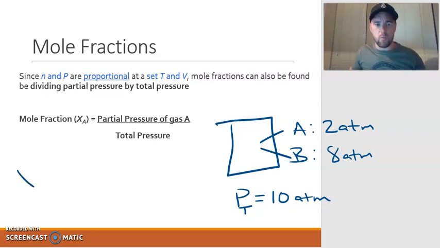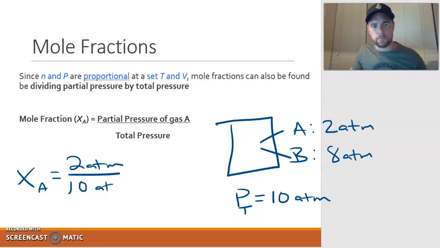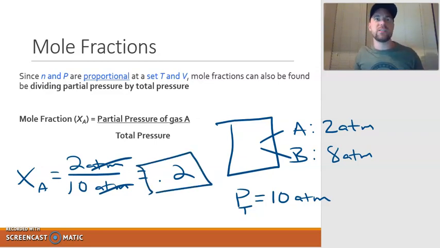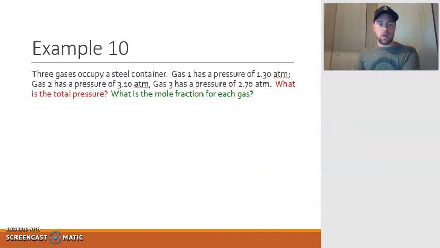So I could figure out the mole fraction for gas A by taking its partial pressure, which is 2 atmospheres, and dividing it by my total pressure. I end up figuring out that my fraction is 0.2 because the atmospheres are still going to cancel. Remember, mole fractions are always unitless. So you can figure out the mole fraction 2 ways. All right, that was all Dalton's law. It was just different ways of looking at Dalton's law.